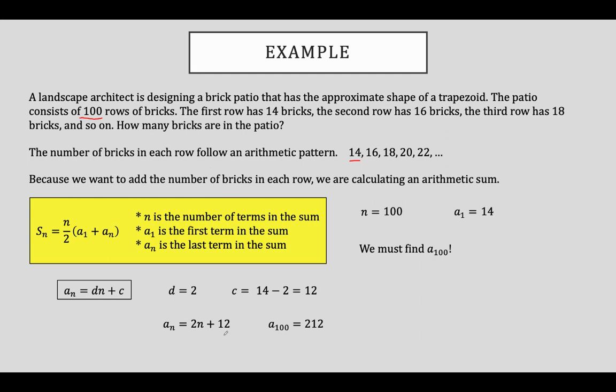So now we have all the values to plug into our sum formula. S sub 100 is equal to 100 divided by 2, that's n over 2, times the quantity, a subscript 1, that's the first term, which is 14, plus the last term in our series, which is 212. All right, 100 over 2 times the quantity 14 plus 212 gives us a final answer of 11,300 bricks.